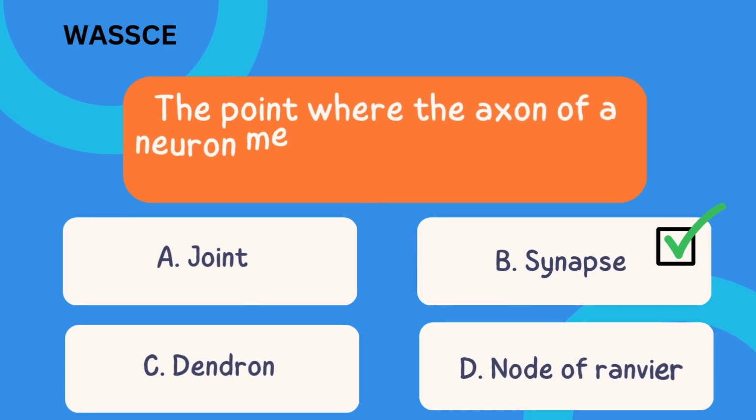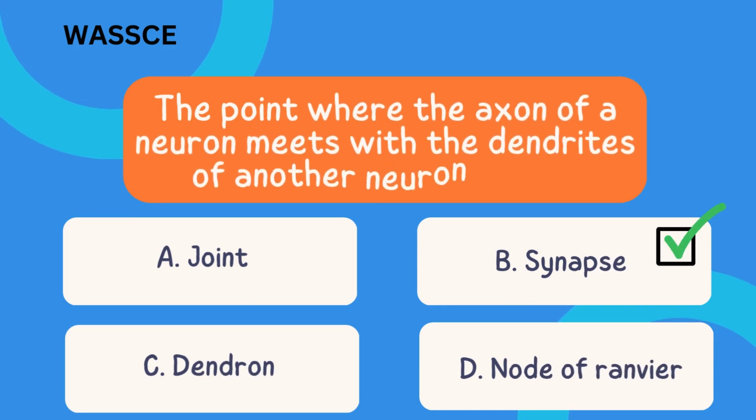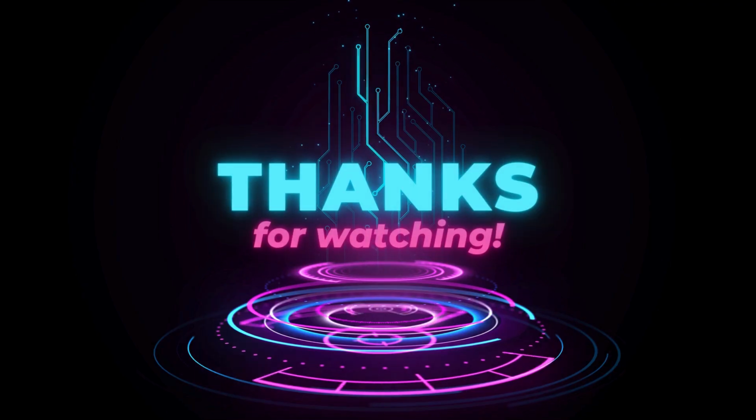The correct option is option B, synapse. So the point where a nerve meets with the dendrite of another nerve is called a synapse. Option A is wrong because where two bones meet is called a joint, not where two nerves meet. Option C is wrong. Dendron is not the part where two nerves meet. Option D is also wrong because node of Ranvier is the interval interruption of the myelin sheath.